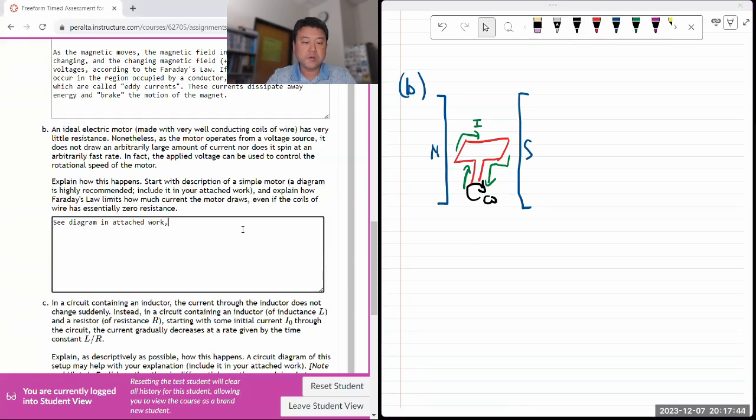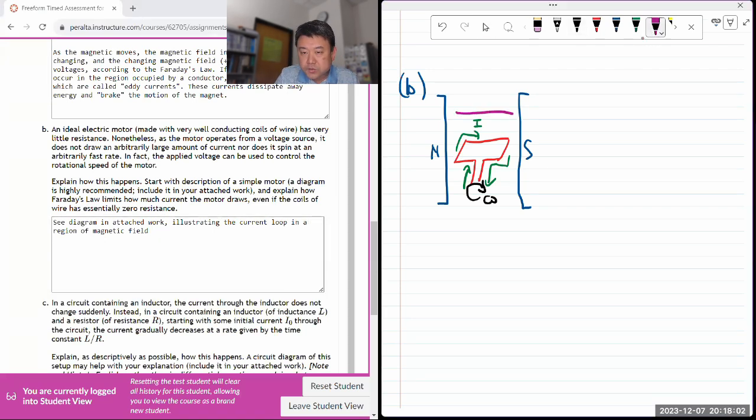This is illustrating the current loop in a region of magnetic field. Actually, let me figure out the directions to make sure I've shown the rotation in the correct direction. So with this magnetic field, the force is I L cross B. I think I drew the force on this segment of wire as downward. From your perspective, I is going into the page, and then cross B to the right, so the thumb is pointing downward. That's the direction of the force, and the opposite on the other side. So this would be made to rotate counterclockwise.